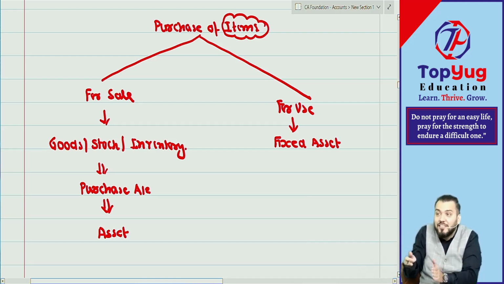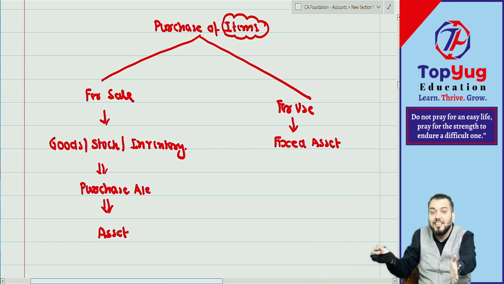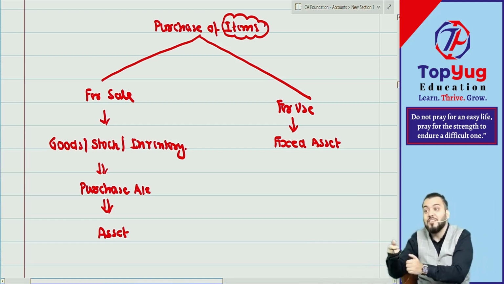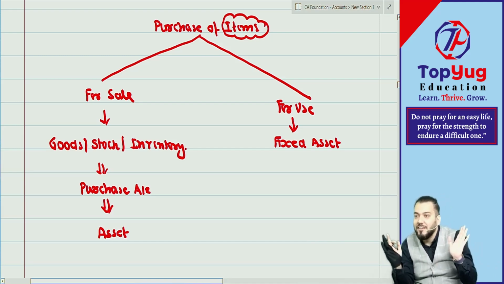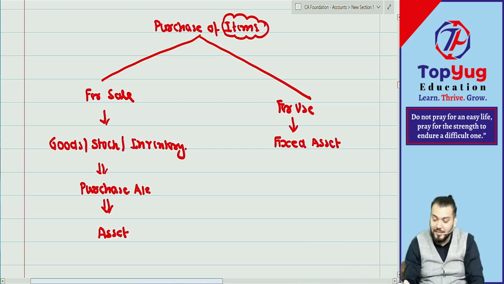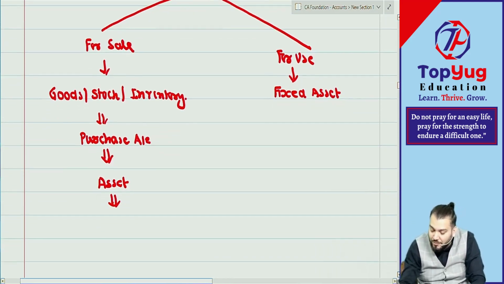I purchase ice cream. Till I consume it, it is what? Asset. So I purchase inventory. Till I sell it, it is what? Asset. Once I sold it, benefit is derived. Then that inventory will become what? Expense. But on the date of purchase, it is an asset. Understood? But if it is an asset, is it a real account, nominal account, or personal account?